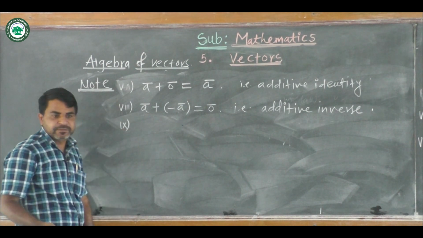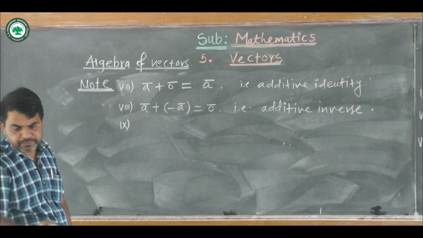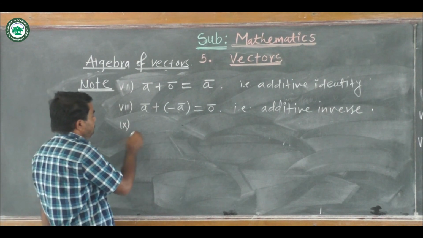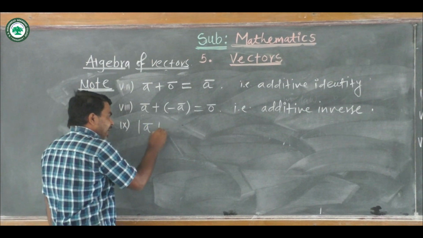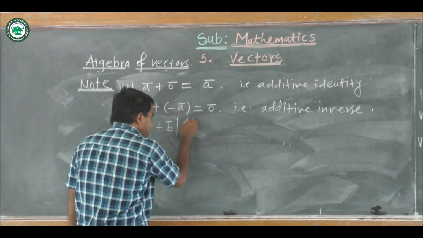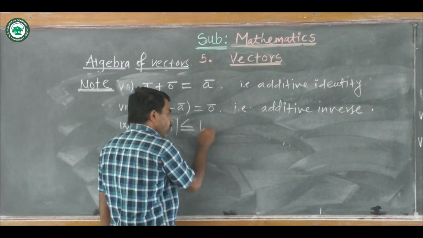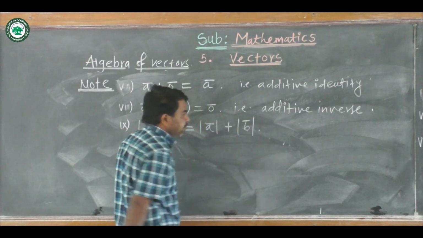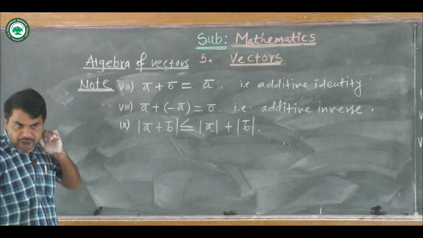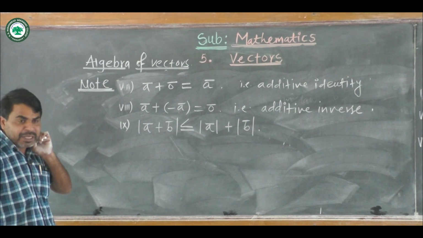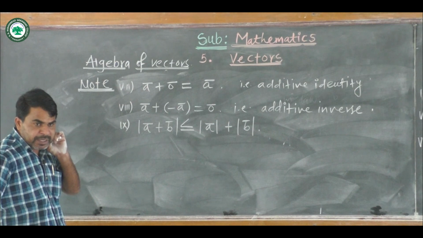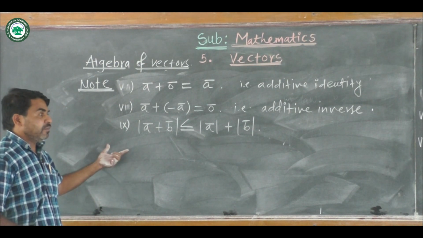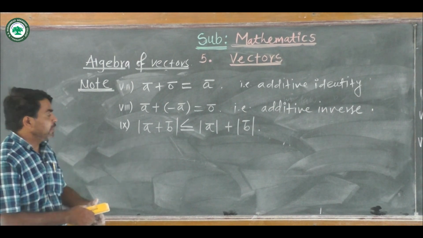Ninth property. The magnitude of vector A plus vector B is always less than or equal to the magnitude of vector A plus the magnitude of vector B. This property is called triangle inequality. See how it happens. We will see it here.